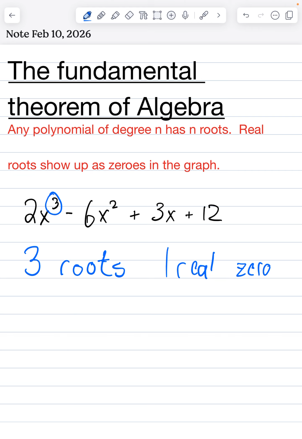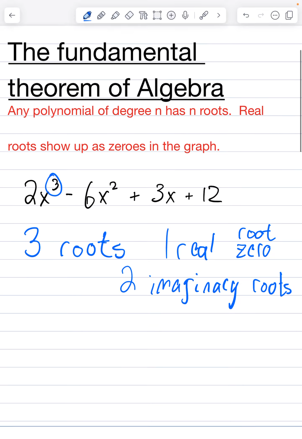So that means, since there's 3, it must have two imaginary roots, right? One real zero, one real root, and 2 imaginary roots. So that's usually how you can dissect some of these problems.